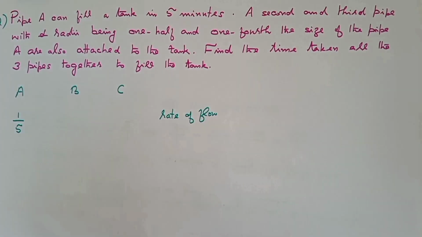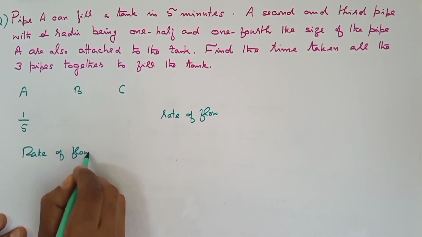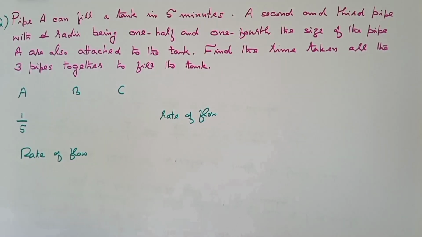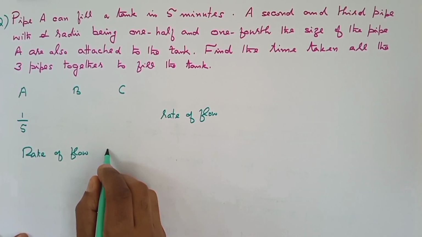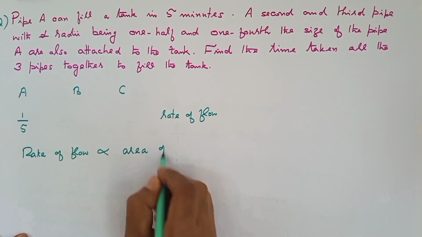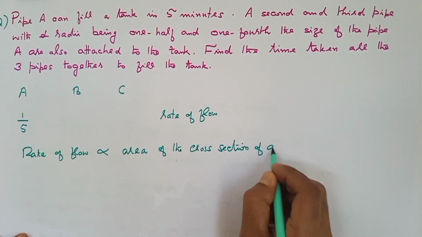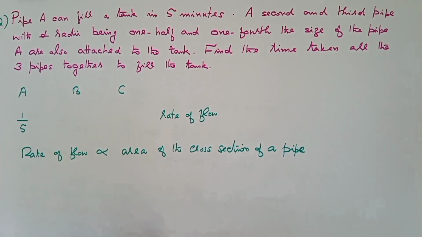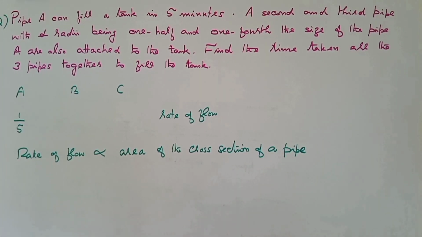As you know, the bigger the cross-sectional area of a pipe, the more the water flowing through that pipe. Rather, the quantity of water flowing through a pipe will be proportional to the cross-sectional area of the pipe. And what will be the cross-section of a pipe? It will be a circle. The rate of flow, rather the quantity of water flowing through the pipe, will be directly proportional to the area of the cross-section of a pipe. Which means the bigger the area, the more the rate of flow, or rather the more the quantity of water flowing through it.